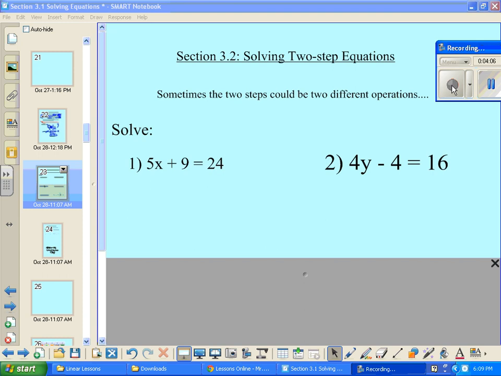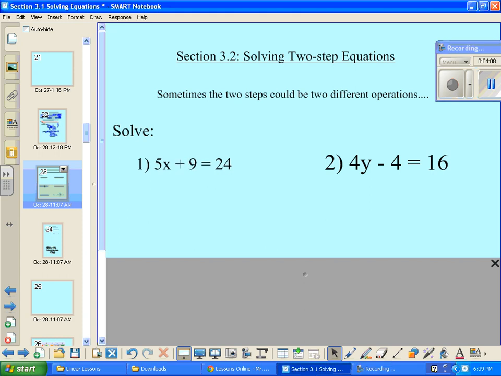I'll just walk us through a couple other examples here too. Again, sometimes, as it says up here, the way we're going to solve it is by using two different operations, or there's two different operations that we're going to use to solve this equation. This first problem here, number 1, says 5x plus 9 equals 24.